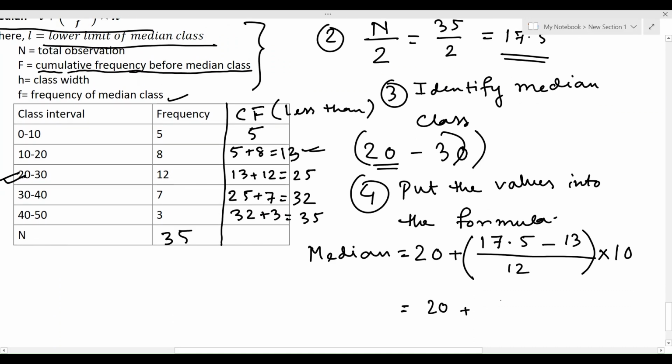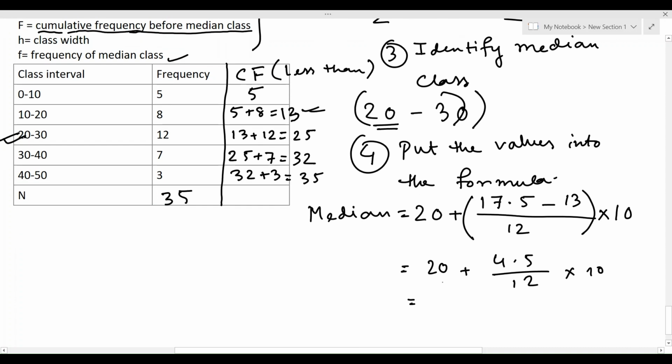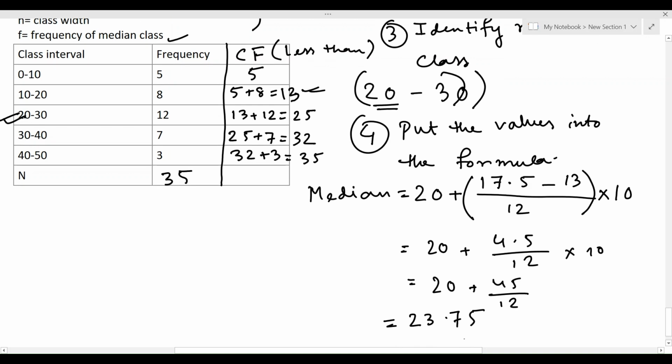So if we simplify this, we will get 4.5 by 12 into 10, that is 20 plus 45 by 12. Again, if we simplify this, we will get 23 point something. I hope it is 23.75. Yes, it will be 23.75. So this is the required median of our data, and that's how you calculate the median for grouped data.